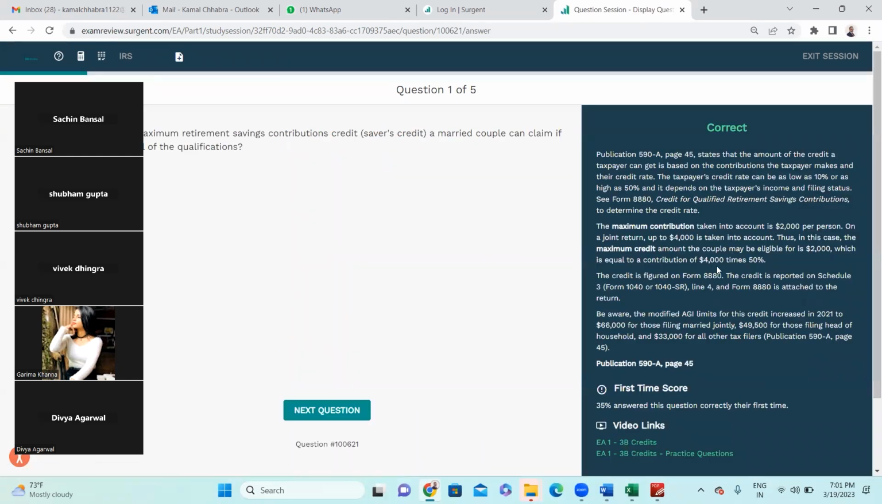Yeah, so if you see, the maximum contribution taken into account is 2000 per person, Vivek, which you are saying on the joint return. So up to 4000 is taken into account. Thus, in case of maximum credit for a couple, the eligible amount is $2,000 because the eligible amount is 50%. Right, Vivek? Partially you are right. So 2,000 per person is the total contribution they can make, but the tax credit will be 50% of it. Make sense, Vivek? Okay, yes, sir. Partially you are right.